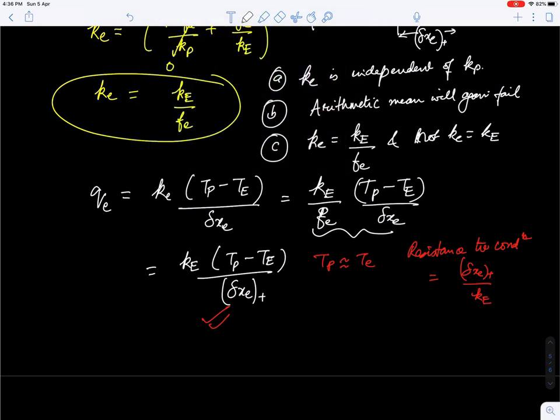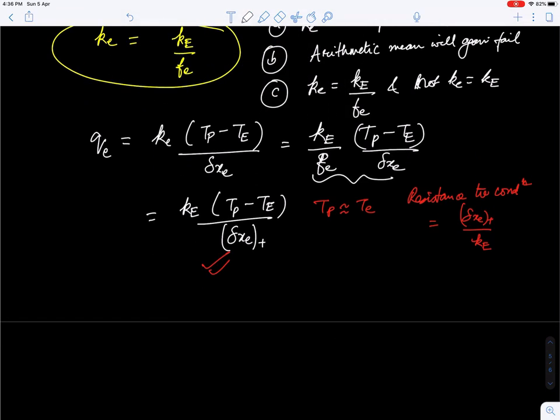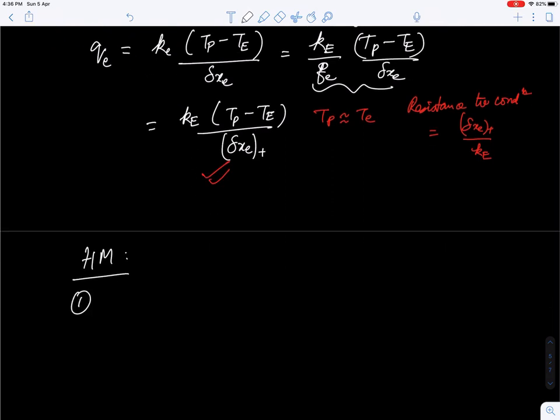Okay, so to summarize, this harmonic mean approach handles abrupt changes in the conductivity very well, without the need for an excessively fine grid.